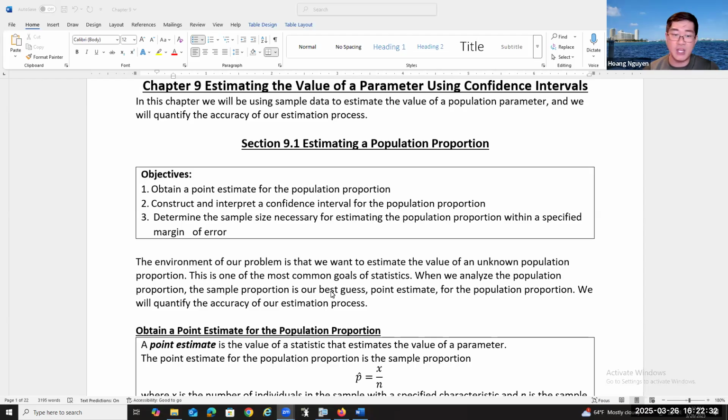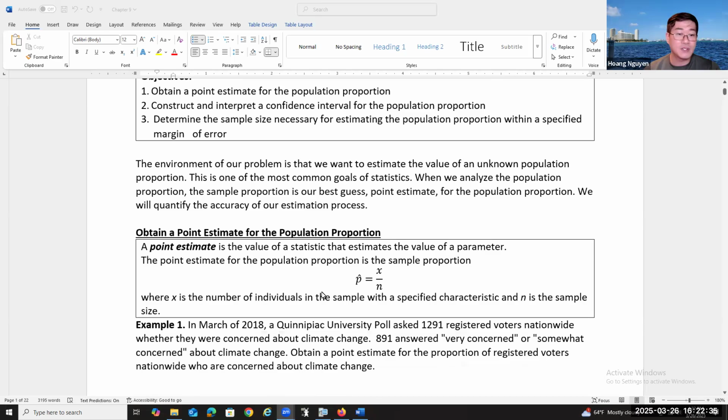Let's give the first definition, the point estimate. A point estimate is the value of a statistic that estimates the value of a parameter. For example, a point estimate for the population proportion is the sample proportion. The sample proportion is the statistic. We use the statistic p hat to estimate the population proportion p.